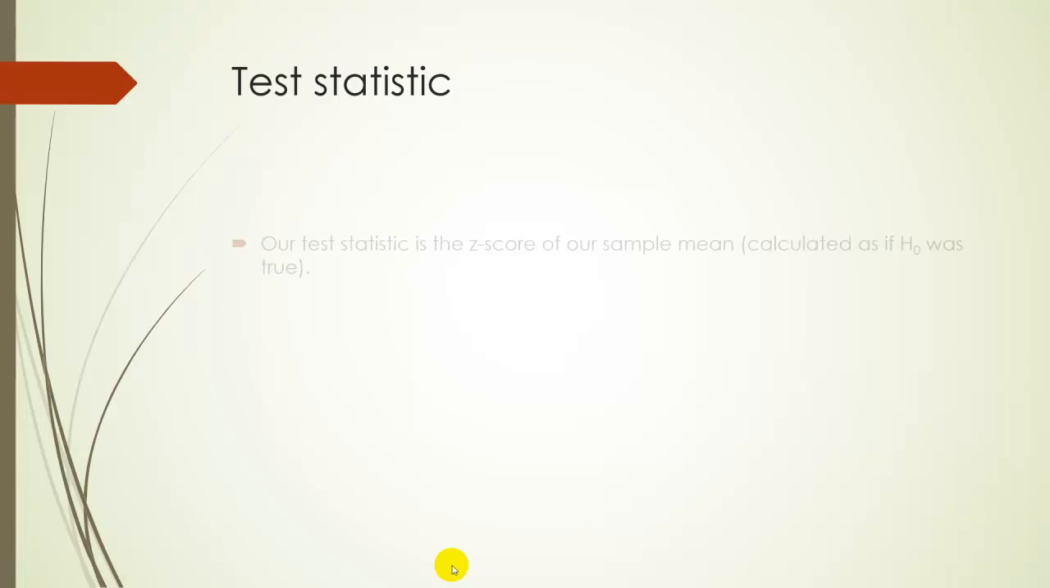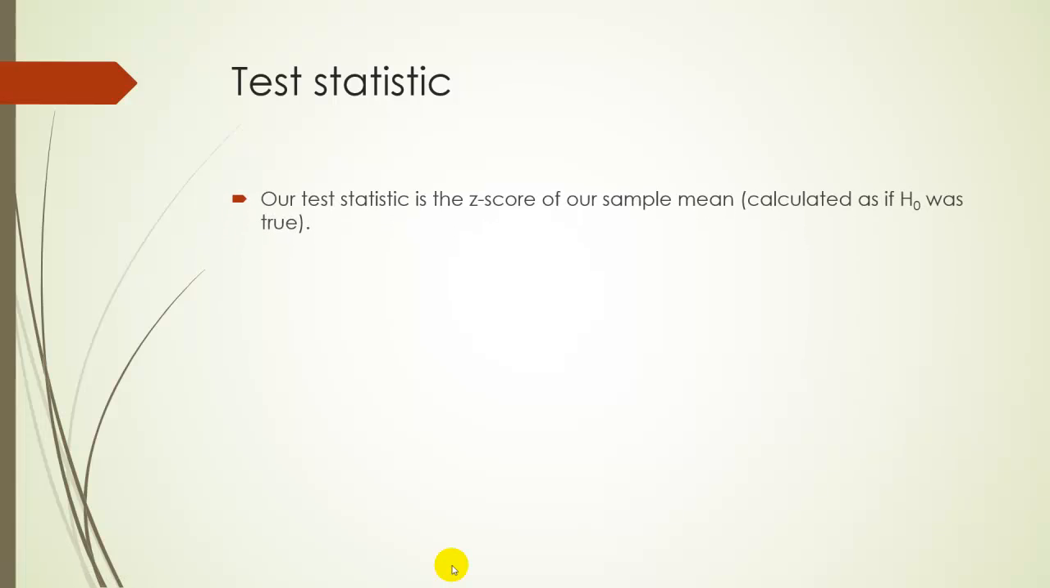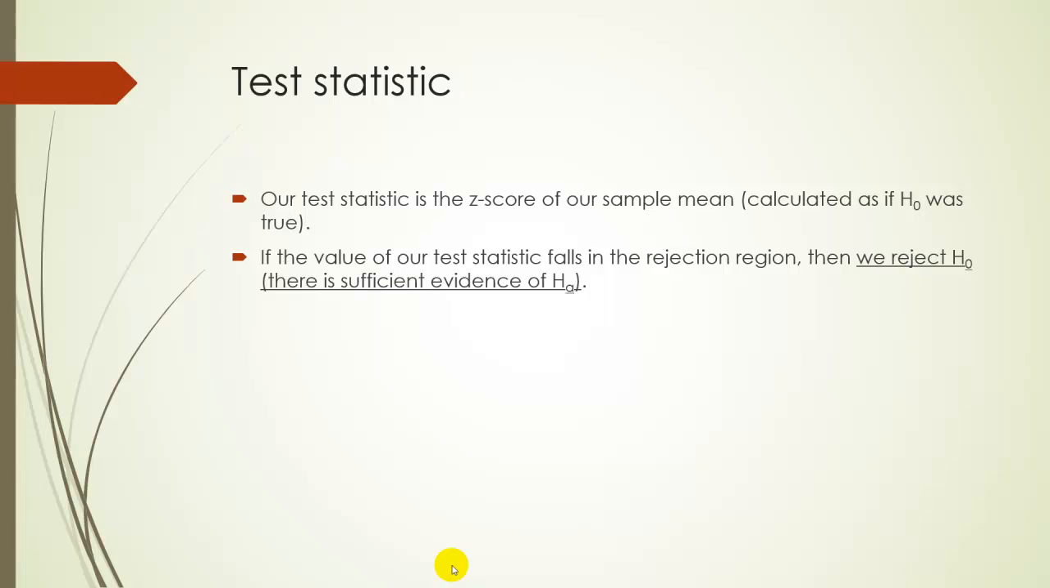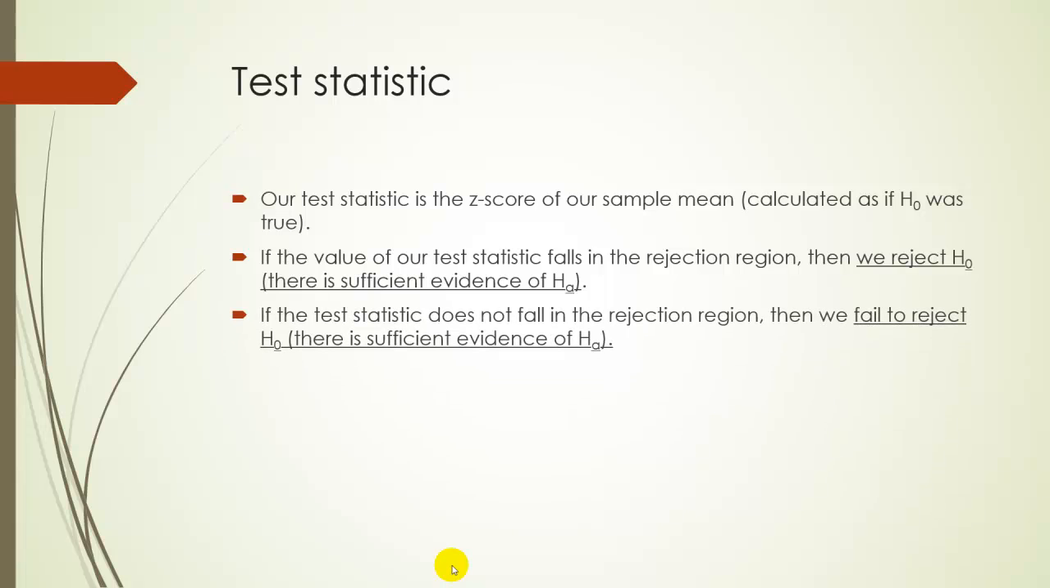Okay, let's talk about the test statistic. Our test statistic is the z-score of our sample mean. This is what we're going to use to see if it falls in our rejection region or not, and the test statistic comes from our data. If our test statistic falls in the rejection region, we'll reject H0. In other words, there's sufficient evidence to support HA, the alternative hypothesis. If the test statistic does not fall in the rejection region, then we fail to reject H0.